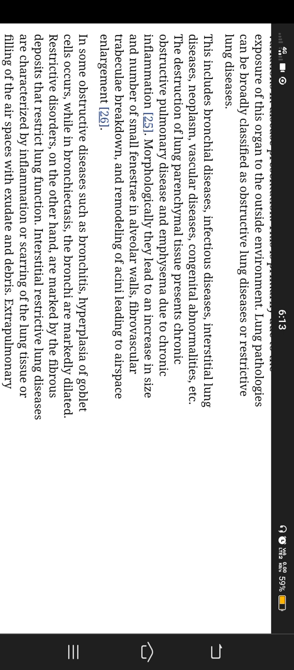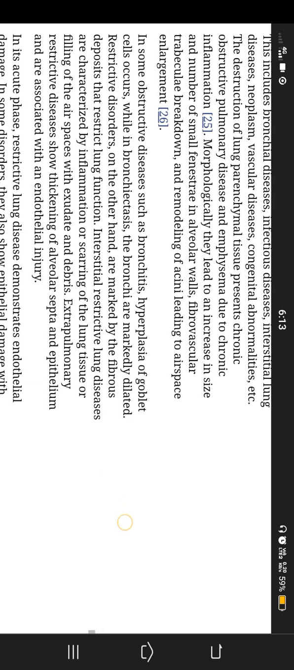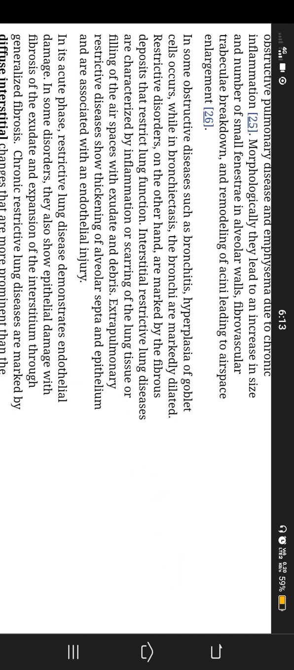The obstruction of lung parenchymal tissue presents as chronic obstructive pulmonary disease and emphysema due to chronic inflammation. Morphologically, they lead to an increase in size and number of small fenestrae in alveolar walls, fibrovascular trabeculae breakdown, and remodeling of vesicles leading to airspace enlargement. In some obstructive diseases such as bronchitis, hyperplasia of goblet cells occurs, while in bronchiectasis, the bronchi are markedly dilated. The restrictive disorders, on the other hand, are marked by fibrous deposits that restrict lung function.